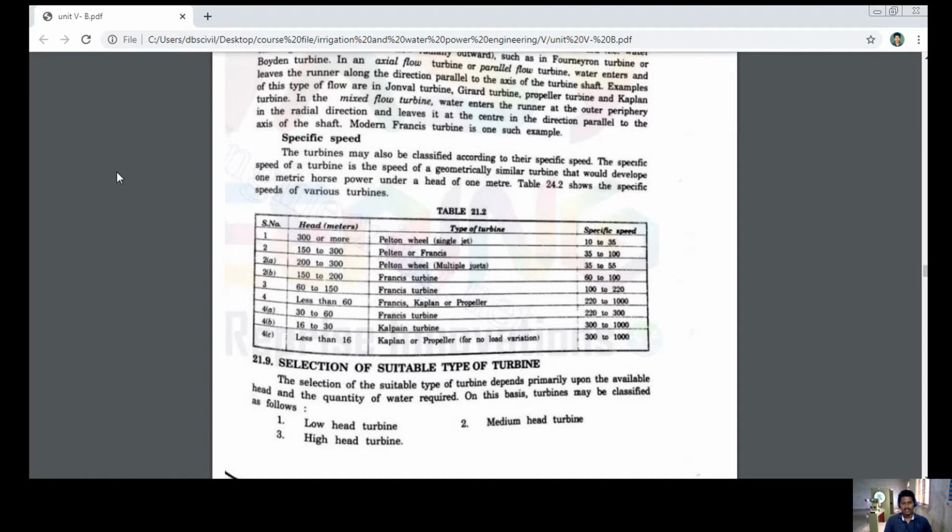Head of 60 to 150, Francis turbine: specific speed of 100 to 220. Less than 60 meters head, Francis, Kaplan, or propeller: its specific speed is 220 to 2000. Head of 30 to 60 meters, Francis turbine: 220 to 300 specific speed. Head of 16 to 30 meters, Kaplan turbine: specific speed of 300 to 1000. For less than 16 meters, Kaplan propeller, for no load variation, it also gives 300 to 1000.